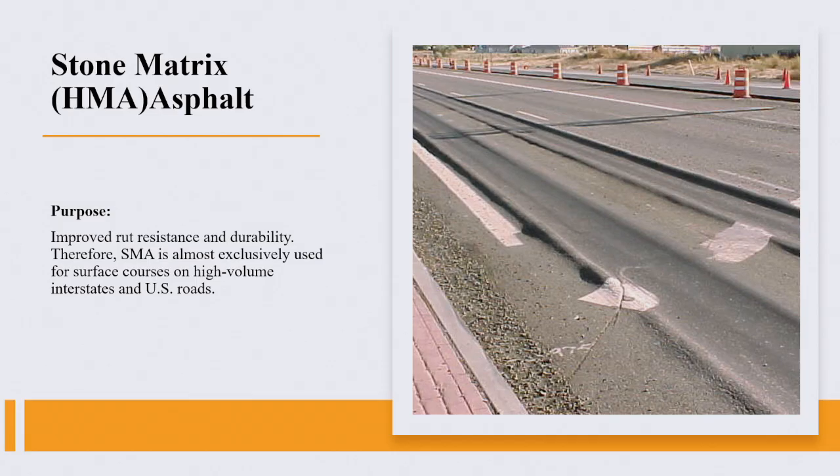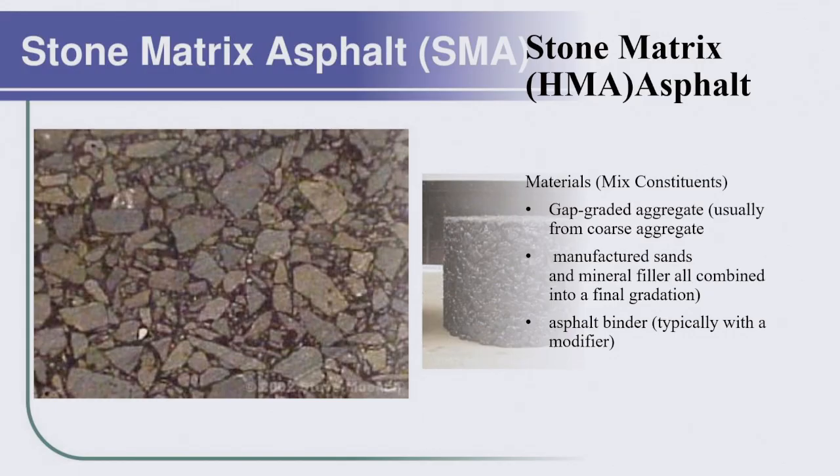So that is stone matrix hot mix asphalt. Again, stone matrix is a hot mix asphalt. The main difference is the size and the proportion of the coarse aggregate. So it is used for surface course on high volume interstates or highways where there is a lot of cargo transfer, to fight rutting.